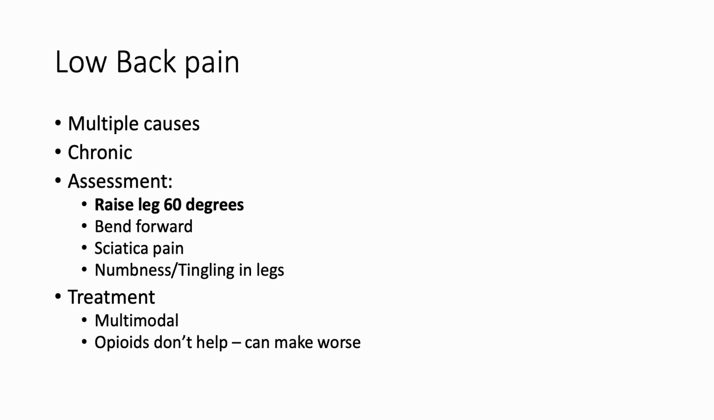Other assessments include bending forward, whether or not that causes pain. Is there a complaint of sciatica pain, which is a shooting nerve-like pain down one leg or another? Or you might also have numbness and tingling in your legs. Treatment is complicated and multimodal. There is no one magic pill that does it for low back pain. Oftentimes, opioids do not help. In fact, they can make things worse. And of course, there's a whole thing with opioid dependency.